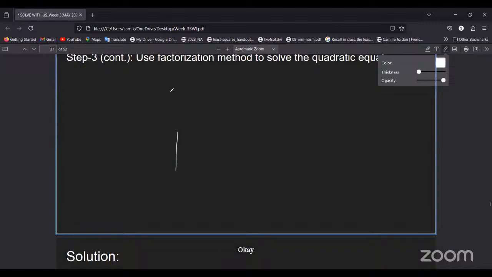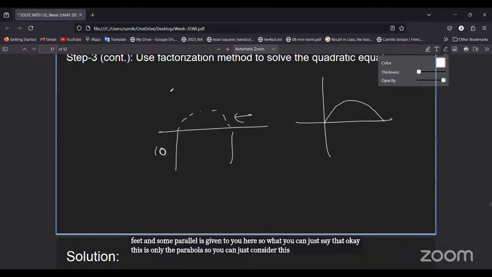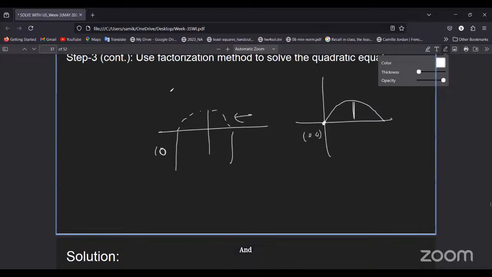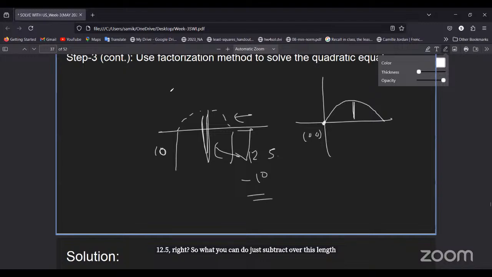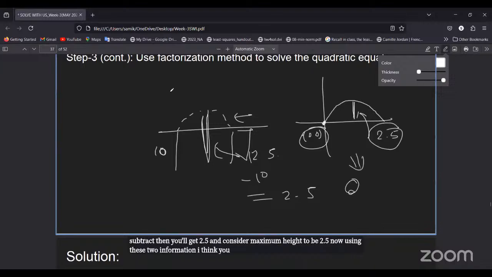Okay, so these two houses are there, and they say that their height is 10 feet, and some parabola is given to you here. So you can just say that, okay, this is only the parabola. So you can just consider this particular parabola itself. Assume that one point is your origin, and since the maximum height given to you is 12.5, just subtract these lengths, that is subtract 10, you'll get 2.5, and consider the maximum height to be 2.5. Now using these two pieces of information, I think you can easily calculate the quadratic equation of this particular parabola, right?